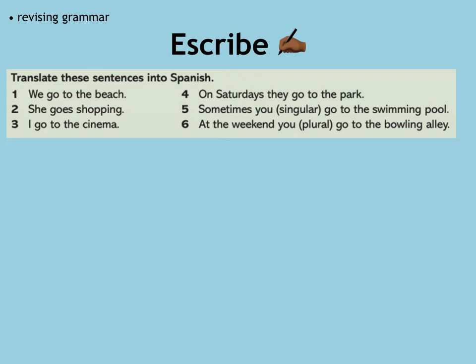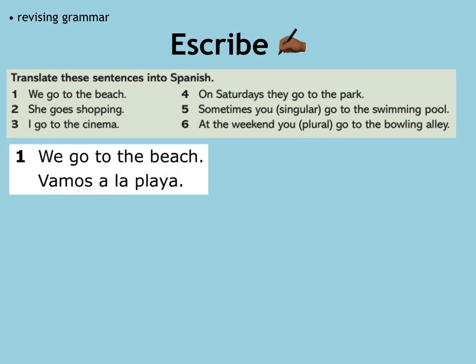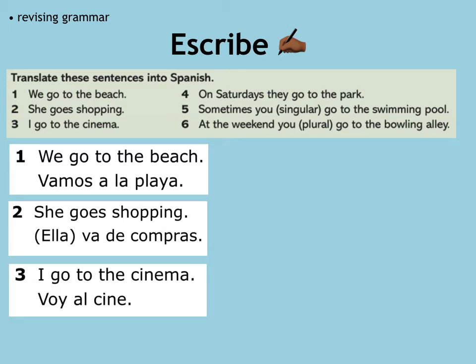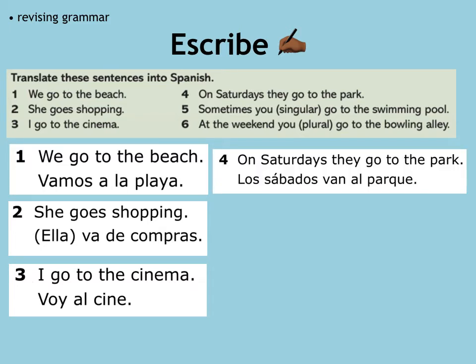Muy bien. A ver, las respuestas. Número 1. We go to the beach in Spanish is vamos a la playa. Give yourself a tick if you got that right. I will allow half marks. Use your own judgment here. Número 2. She goes shopping is ella va de compras. You don't have to put the ella. Just va de compras is enough. Número 3. I go to the cinema is voy al cine. Número 4. On Saturdays they go to the park is los sábados van al parque.